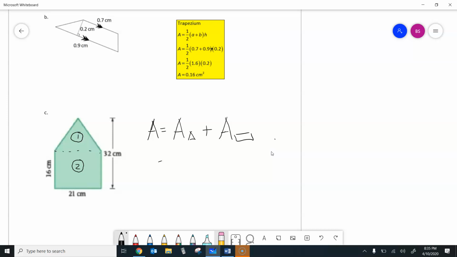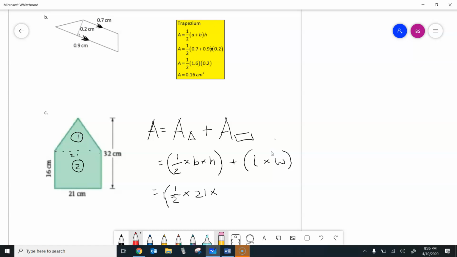So the triangle, area of a triangle is a half times the base times the height. That's the formula for the area of a triangle. And a rectangle is length times width. So a half times the base. The base is 21 times the height. Now the height we do have, but we can't see it very clearly.